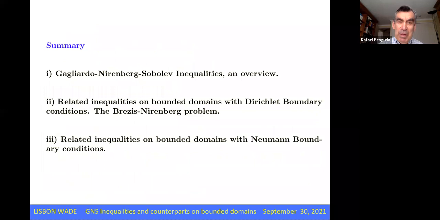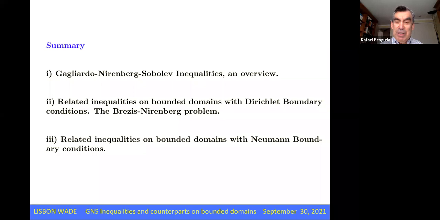And the summary is the following. I'm going to give a short overview of the Gagliardo-Nirenberg-Sobolev inequalities. And then I'm going to talk about their counterparts with different boundary conditions, Dirichlet boundary conditions first, Neumann boundary conditions later, but they're going to share some part of the same phenomenon, which is when you are in a bounded domain, we are going to have concentration. And the concentration, as you all know, in the case of Dirichlet boundary conditions, is going to be in the interior point. And in the case of Neumann boundary condition, it occurs at the boundary. And because it occurs at the boundary, there are certain things that are very special about the geometry of the boundary.